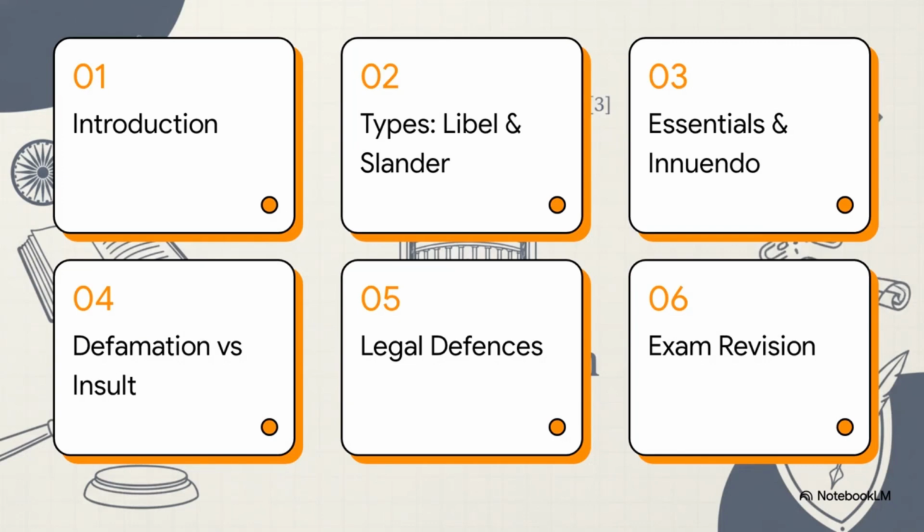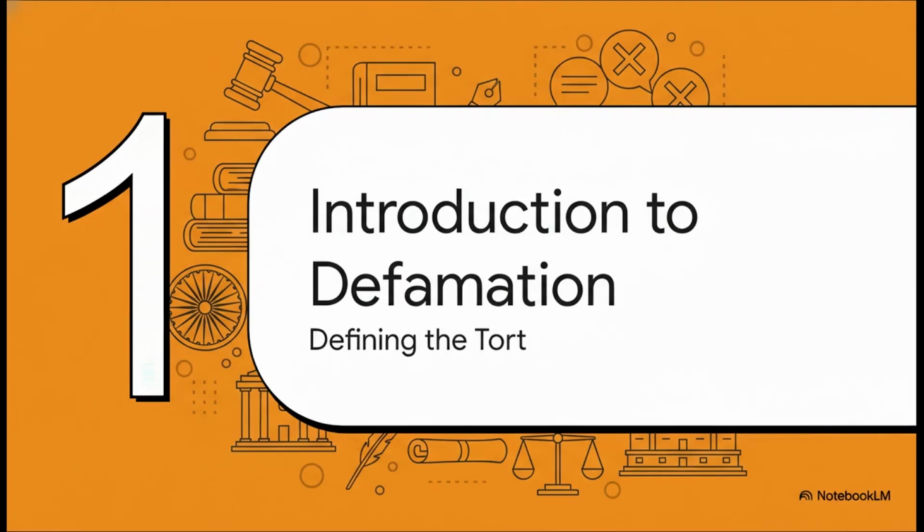To navigate this complex area of law, our analysis is structured into 6 distinct modules. We will commence with an introduction to defamation, proceed to its types, libel and slander, examine its essentials and the concept of innuendo, distinguish defamation from insult, review the available defenses, and conclude with a comprehensive revision. Let us begin our examination with the fundamental principles and statutory definition of defamation.